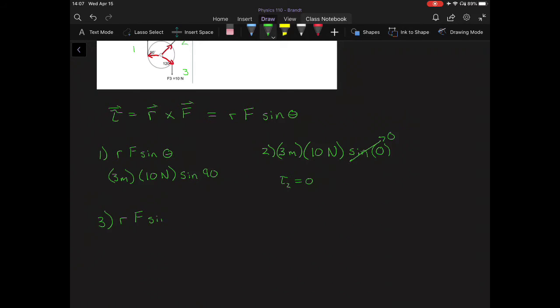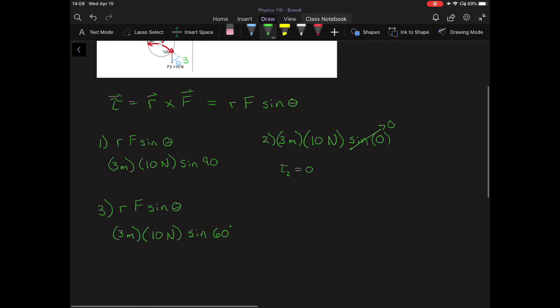Now if we look at torque number 3, we've got RF sine theta again. So our R is 3 meters. Our force is 10 newtons. And we have a sine of some angle in here. And the angle, right, we want to know the angle between these two. So we need that angle there. So that would be 180 minus 120. So that gives us the sine of 60 degrees.